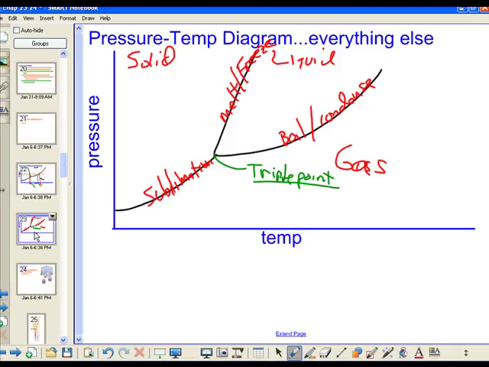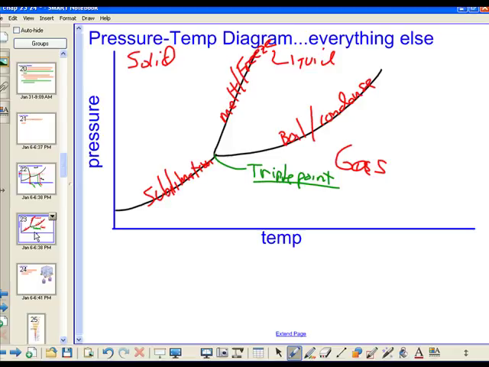Usually on these lines you only have two phases: solid-liquid, liquid-gas, and solid-gas. At the triple point, all three phases are present at the same time. They're going back and forth. So phase change is occurring with all three rather than just two at the triple point.